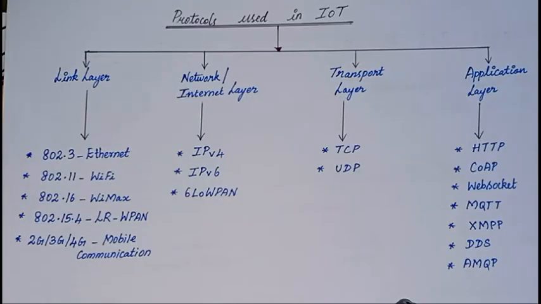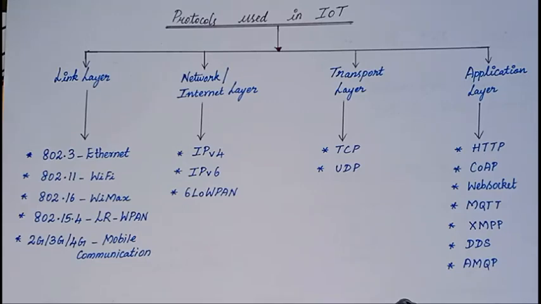So let us discuss network layers. Normally in the network layer, we have IPv4 and IPv6 and of course 6LoWPAN. Network layers are responsible for sending all the IP information from the source network to the destination network.